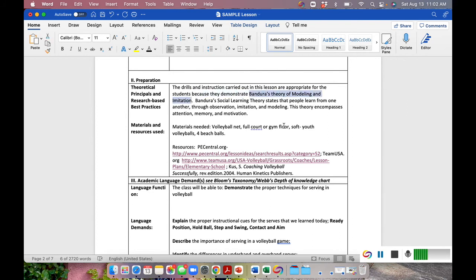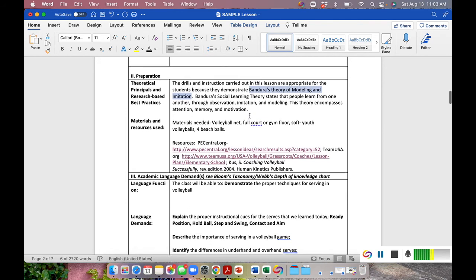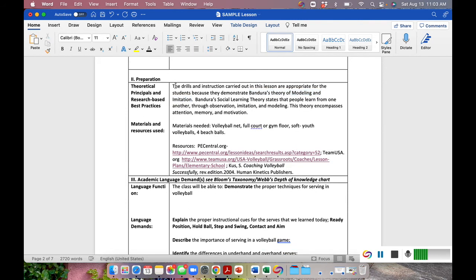And we're talking physical education here. If you're a health major, we'll have a whole separate video on health education. It's very similar, but there are some differences. But Bandura frequently works very well. The drills and instruction carried out in this lesson are appropriate for students because they demonstrate Bandura's theory of modeling and imitation. Bandura's social learning theory states that people learn from one another through observation, imitation, and modeling.